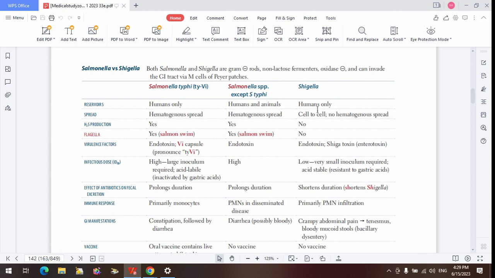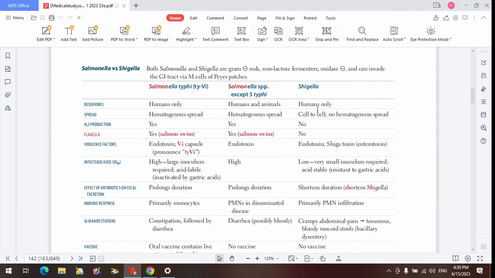So then we have Shigella. They have different reservoirs. All the non-typhi Salmonella have their reservoirs both in humans and animals. But Salmonella typhi reservoir is humans only. Shigella too is humans only. But the non-typhi Salmonella can be both human and animals. What's the mechanism of spread for the Salmonella typhi? The Salmonella generally is hematogenous. Shigella is not transmitted hematogenously. It has the actin filament just like Listeria that can allow it to move from cell to cell. So the actin filament on Shigella allows it to move from cell to cell without a need for hematogenous dissemination.